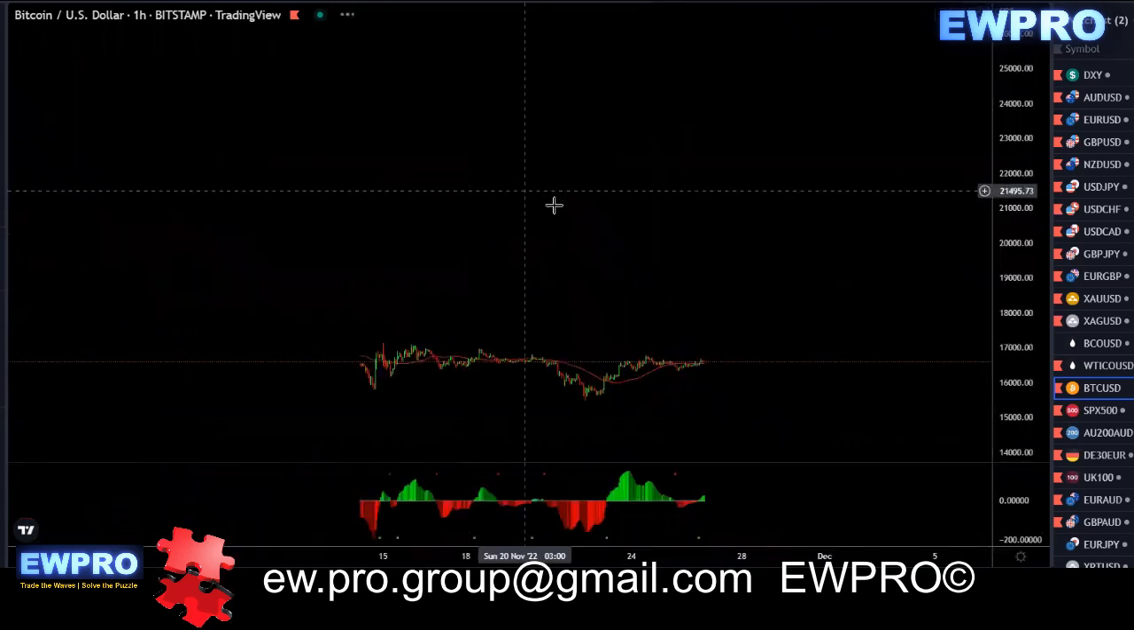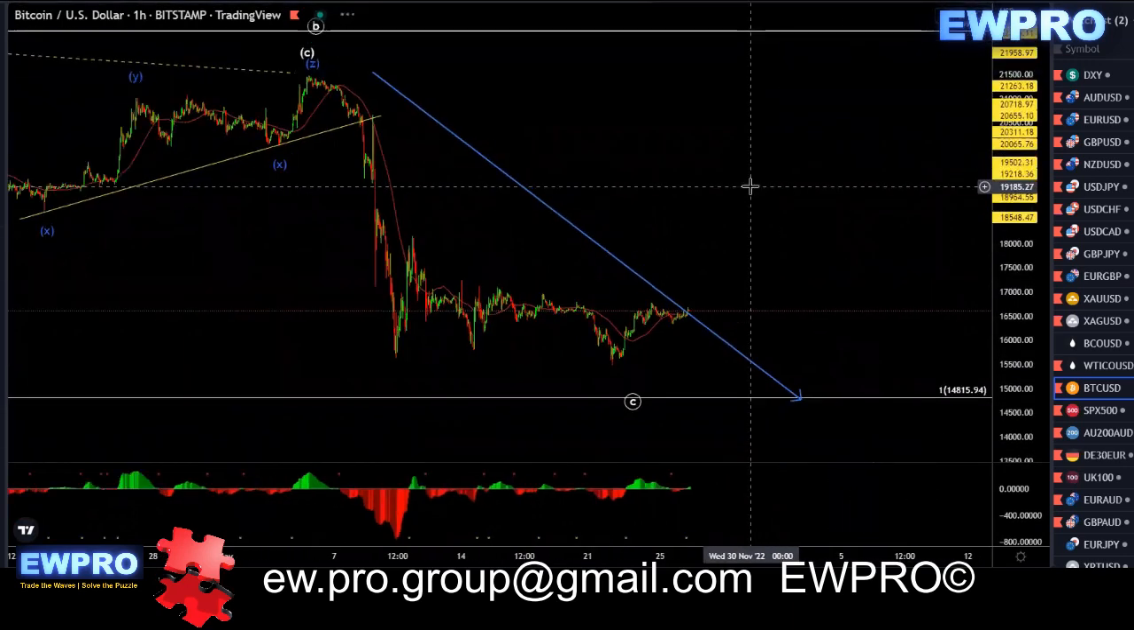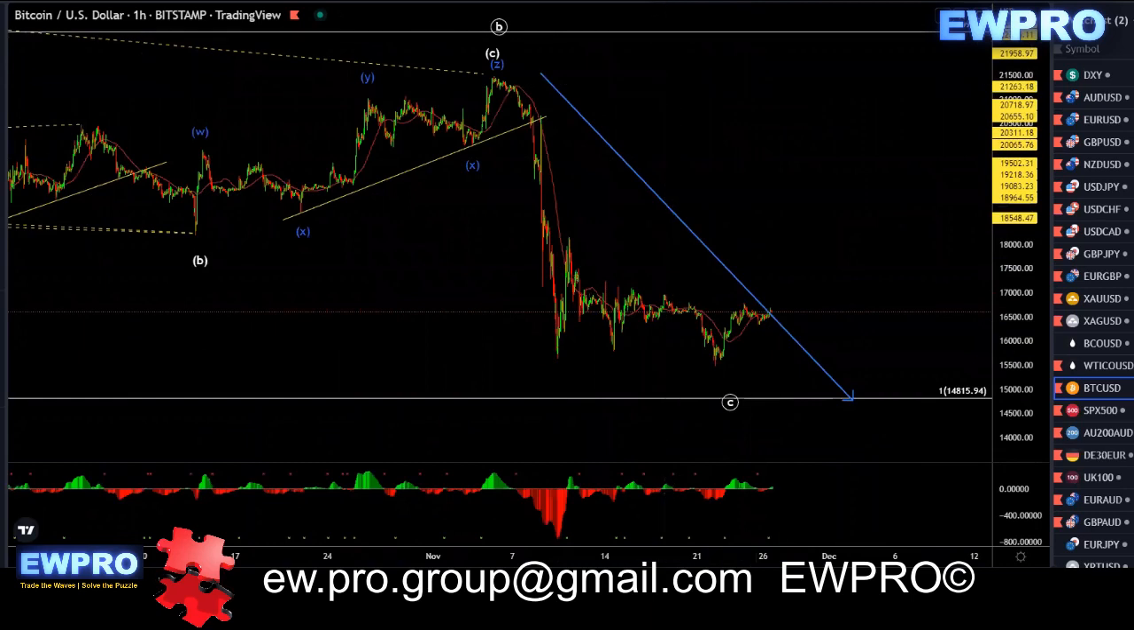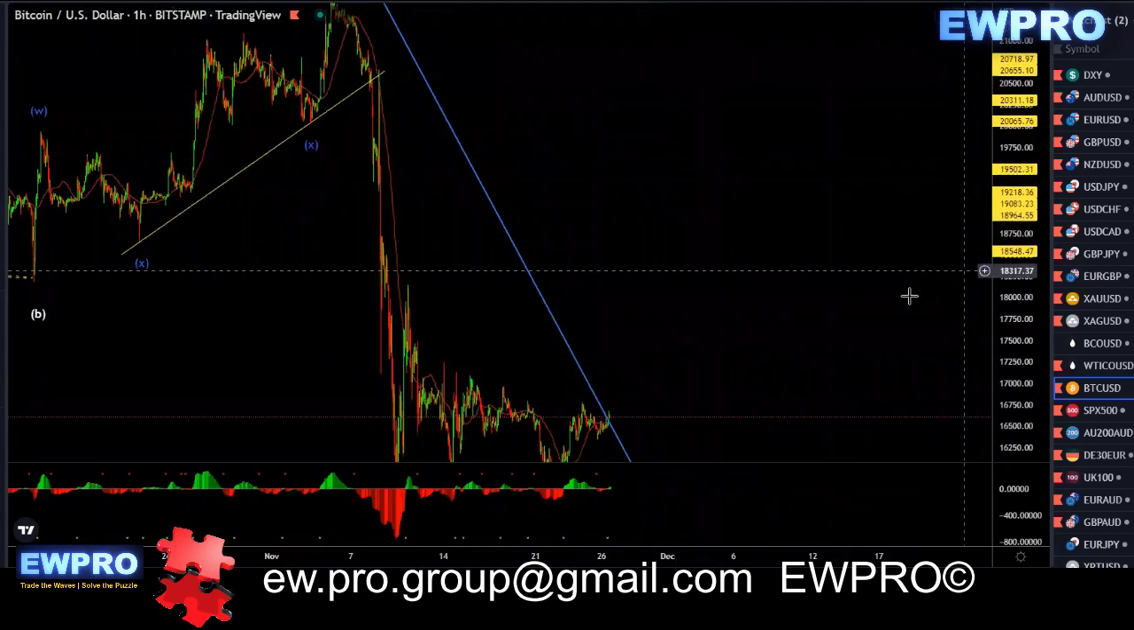On the H1, I'm sort of looking at this as a flat. We just broke the low over here. We just broke this low over here. So I'm looking for an A, B, C. You're sort of starting to get a bullish setup in here. I'd be looking for that buy, and it may continue on, and maybe the end of wave C.